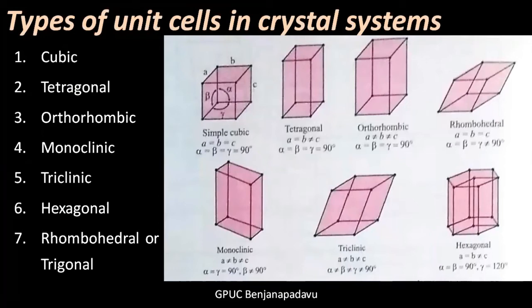Depending upon the arrangement of the particles, we can have seven types of crystal systems. Depending upon measurable parameters, we have already discussed, there are six measurable parameters: the edge lengths A, B, C, and the angles between the edges, alpha, beta, gamma.